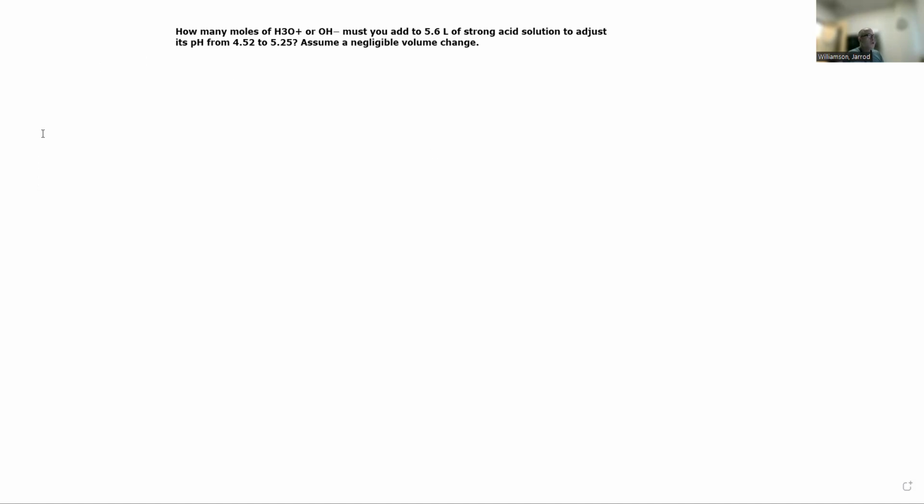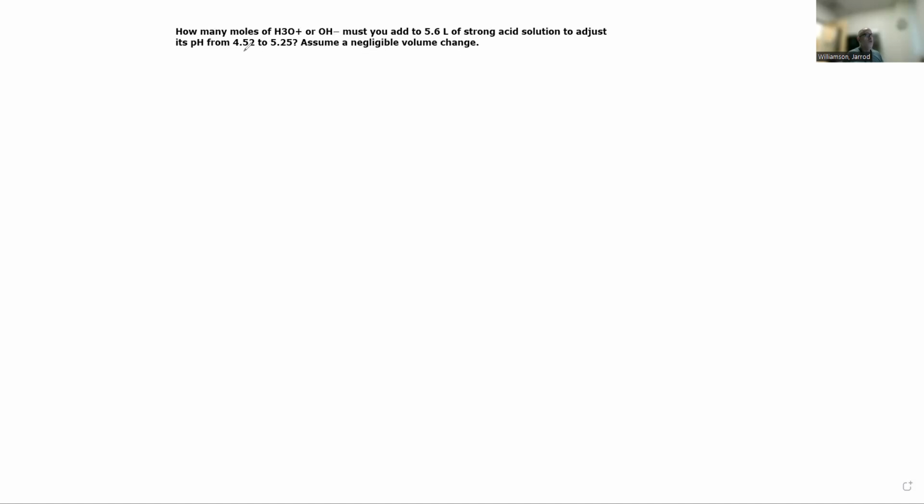Okay. So first off, this says, how many moles of hydronium hydroxide must you add to 5.6 liters of a strong acid solution to adjust its pH from 4.52 to 5.25? Assume a negligible volume change.